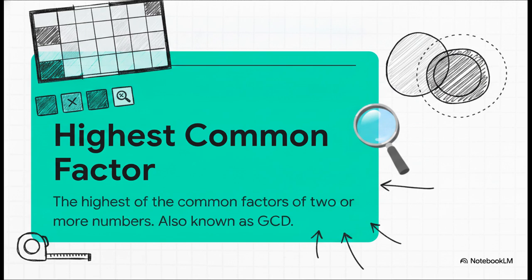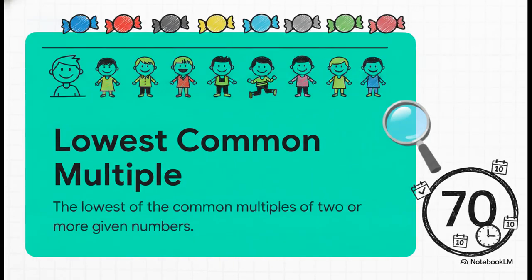That 4-foot square tile was literally the physical representation of a highest common factor. And then there's the other side of the coin, the lowest common multiple, or LCM. The definition here is the lowest or smallest of the common multiples of two or more given numbers. Again, map this directly back to our sweet shop problem.